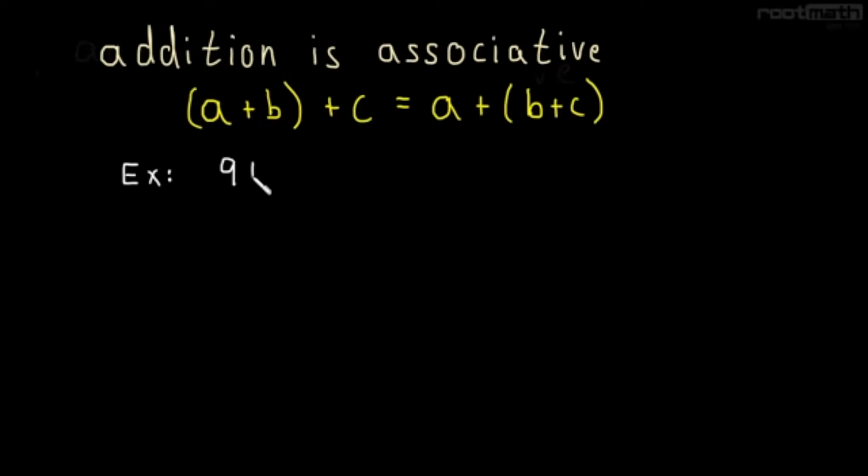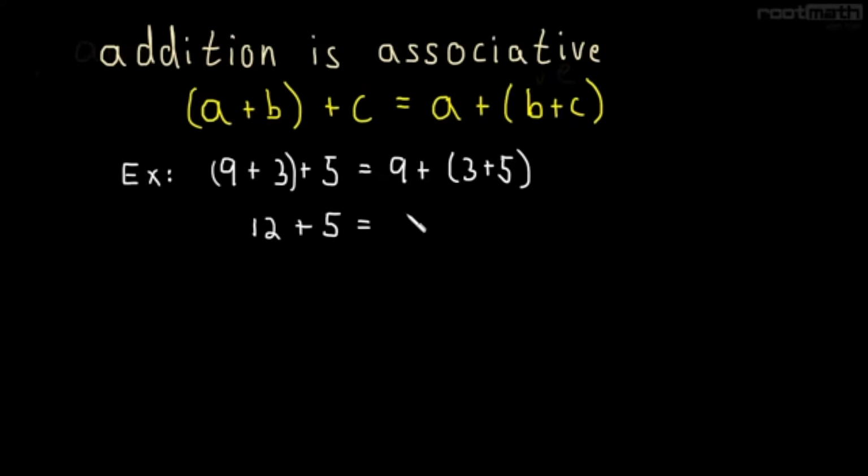So let's see an example. 9 plus 3 plus 5. And we'll do 9 plus 3 as a group. Well, this is equal to 9 plus the group 5 plus 3, or 3 plus 5. So 9 plus 3 is 12 plus 5. And then on the other side, we're going to get 9 plus 8. 12 plus 5 is 17. 9 plus 8 is 17.